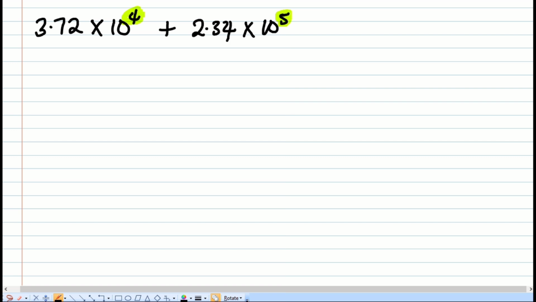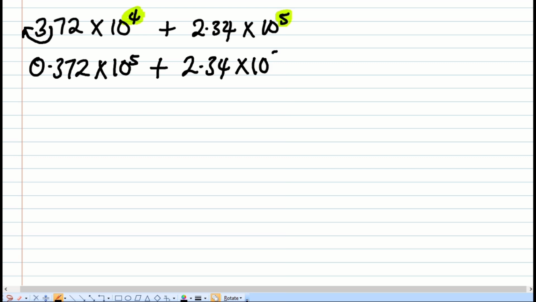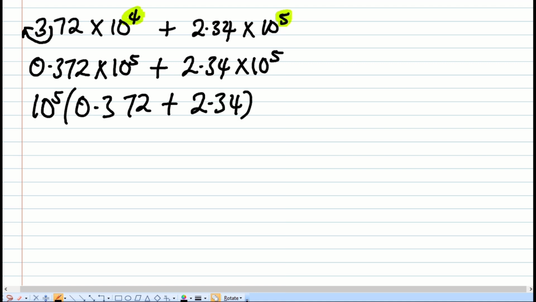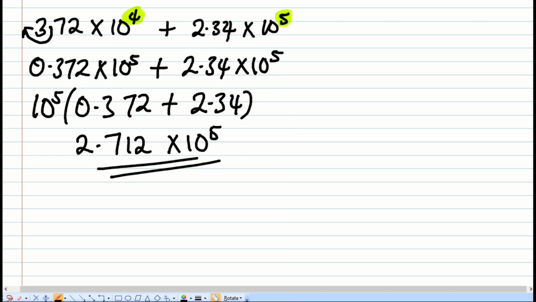So let's work with the first one. Let's increase 10 raised to the power 4 to 10 raised to the power 5. To do that, you discover that we have to move the decimal towards the left so that the power increases. So we now have 0.372 times 10 raised to the power 5 plus 2.34 times 10 raised to the power 5. Having 10 raised to the power 5 common now, we can factor it out. 10 raised to the power 5 into 0.372 plus 2.34. Now let's just add what we have together. Adding it now, we have 2.712 times 10 raised to the power 5, and this is the answer.